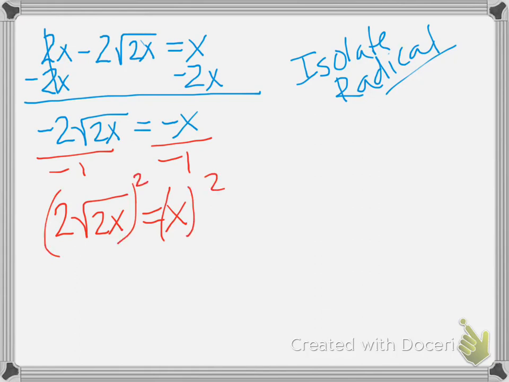And now it's just like those problems before. So now if I square that, I get 4, because 2 squared is 4, times 2x. And the 2x is because the squared and the square root cancel each other out. Remember, the squared and the radical equals x squared. So now I have 8x equals x squared.